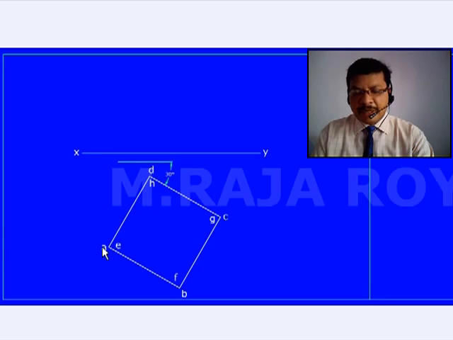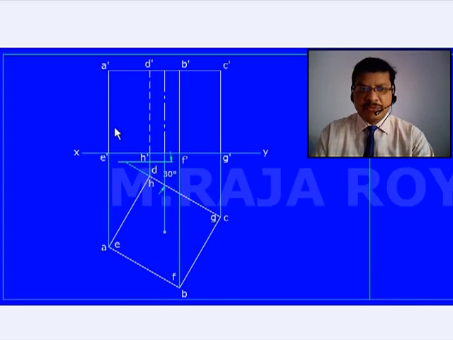I have named the top base as A, B, C, D, and I have named the bottom base as E, F, G, H. Now from the top view we will project the front view. Now see how we will get the front view. This is the front view.